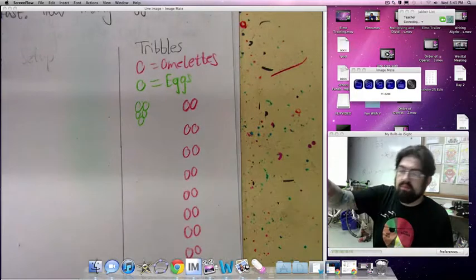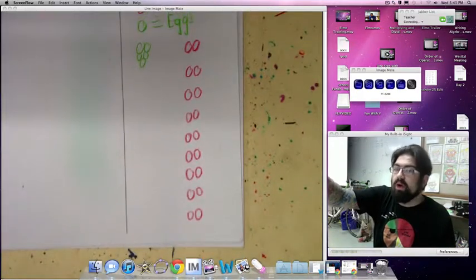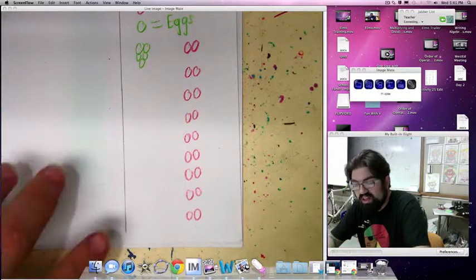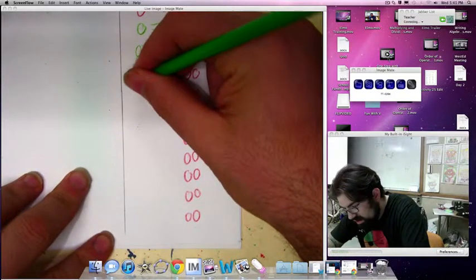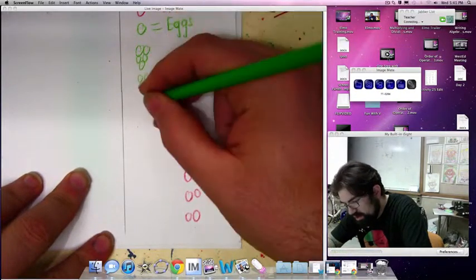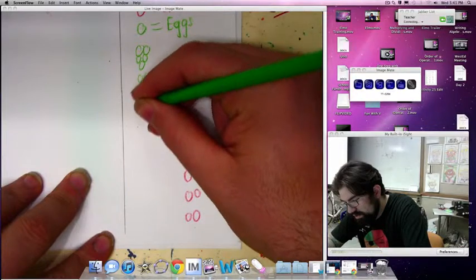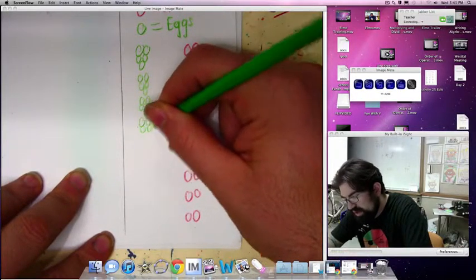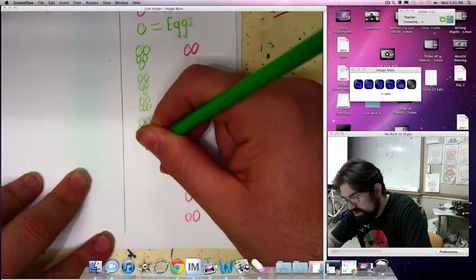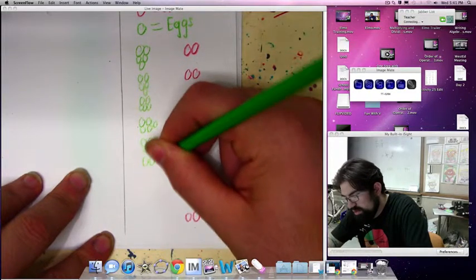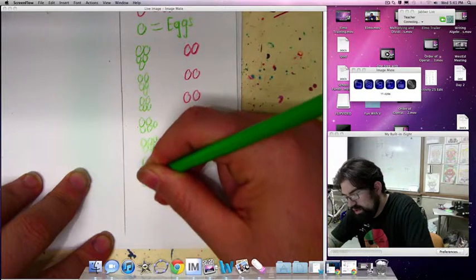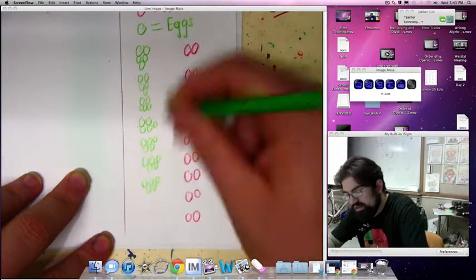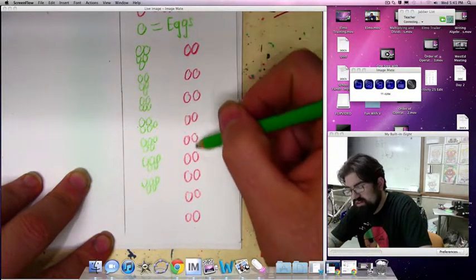Every 2 omelets I make, I'm going to use 5 eggs. 1, 2, 3, 4, 5. And I repeat that for each group of 2 omelets, drawing 5 eggs each time.